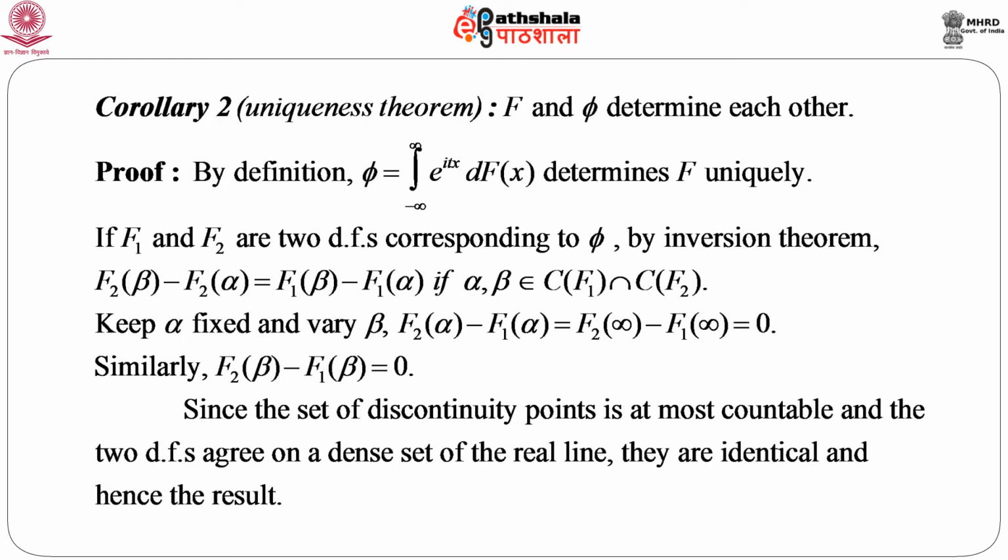And we have already known that the set of discontinuity points is at most countable, and the two distribution functions agree on the continuity points. So, the set of continuity points is a dense set on the real line, and the two distribution functions agree on a dense set of the real line, hence they must be identical, and so we get the uniqueness theorem, which states that f and phi determine each other and uniquely.